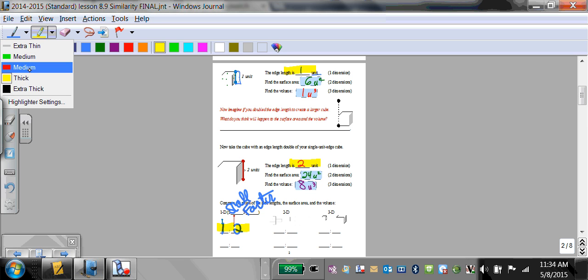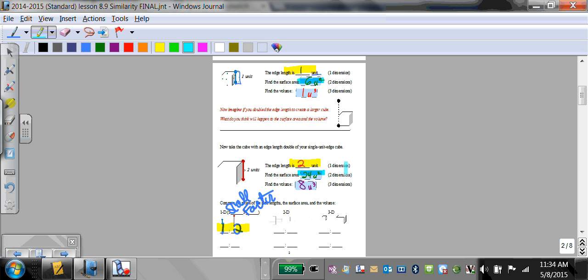Okay? Now, I'd like you to circle your areas. 6 to 24. Reduce that number. Okay, Damien, 6 to 24 is reduced to what? That's 1 to 4. Ready? I'd like you to circle the volumes. We don't have to reduce anything. Israel, what's our volume comparison? 1 to 2. 1 to what for volume? 1 to 8. Alrighty, guys.